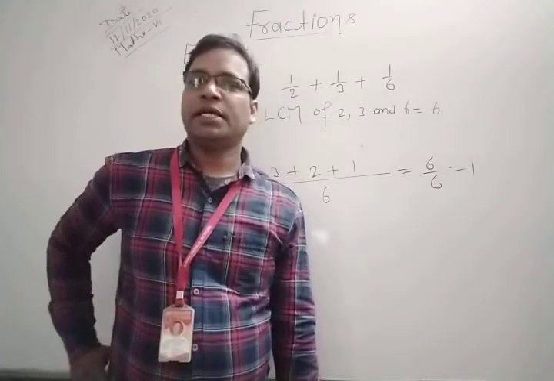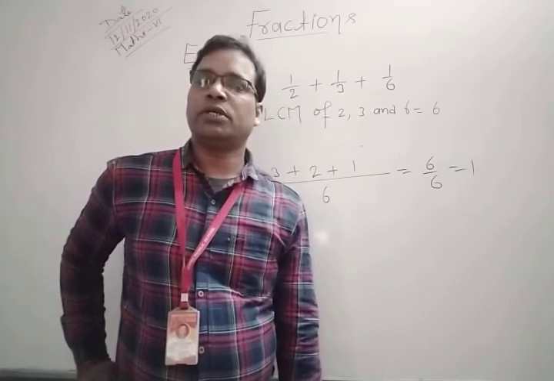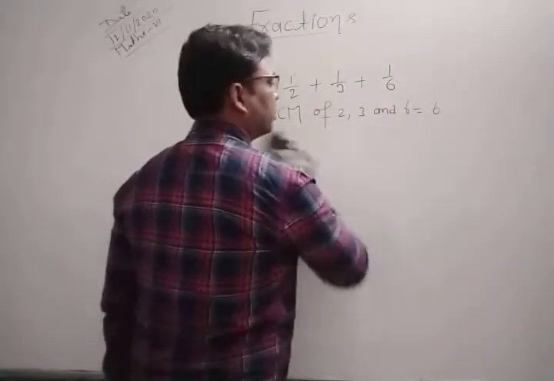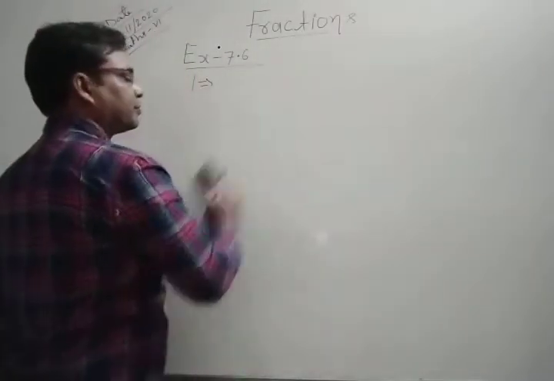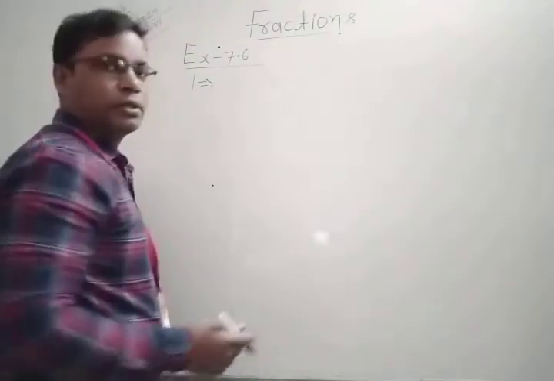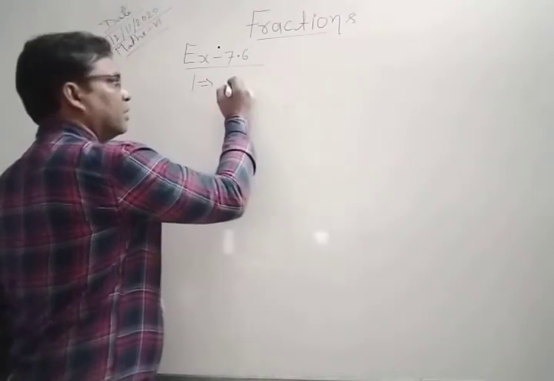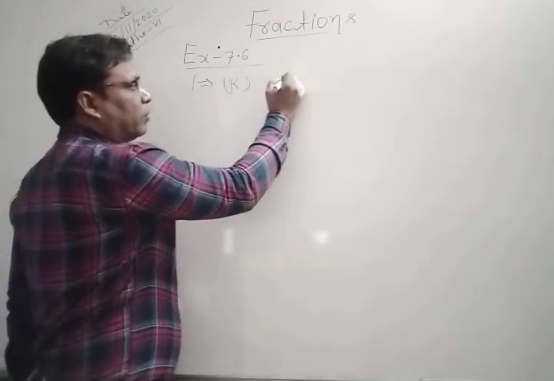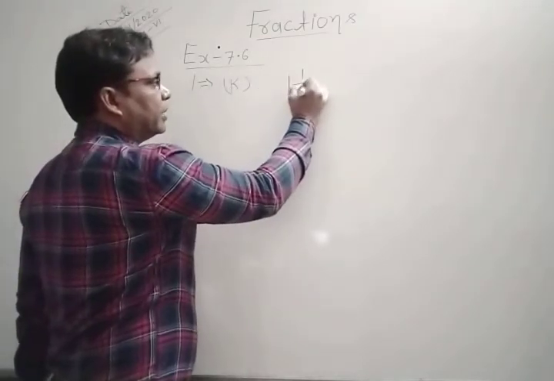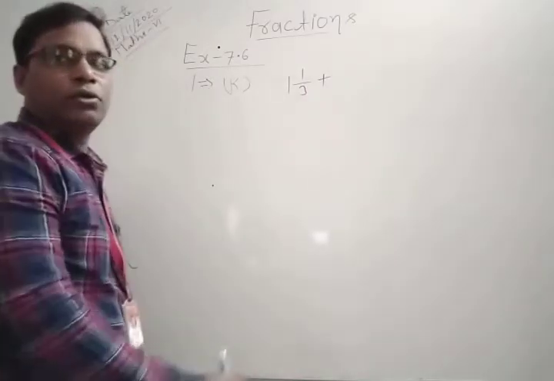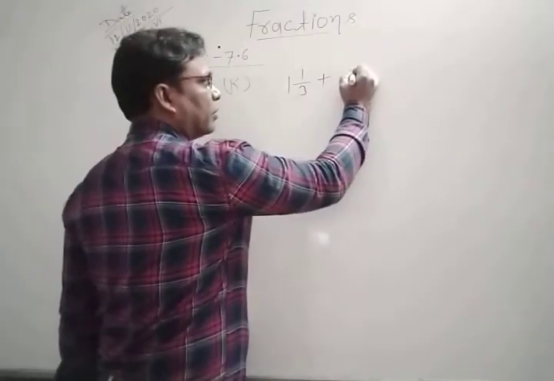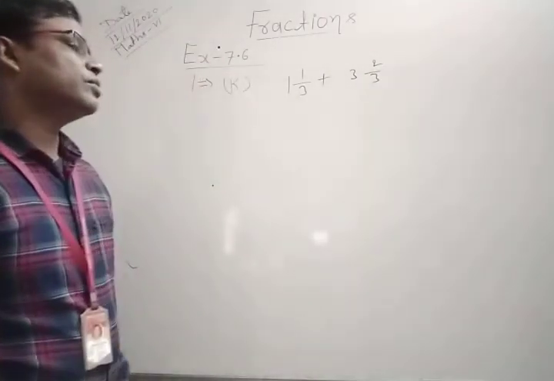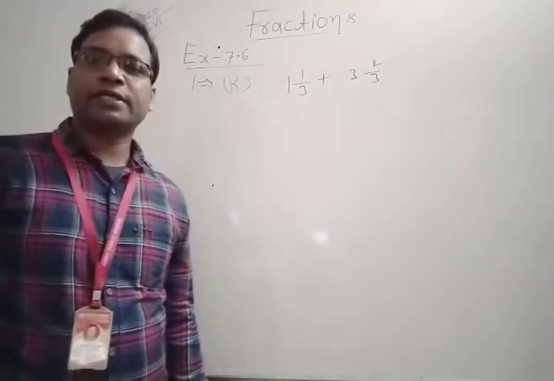Next part is K part. Here it is given 1 whole 1 by 3 plus 3 whole 2 by 3. Okay, so let's see how to find their sum. This is the K part: 1 whole 1 by 3 plus 3 whole 2 by 3. Okay, so first, these are mixed fractions.